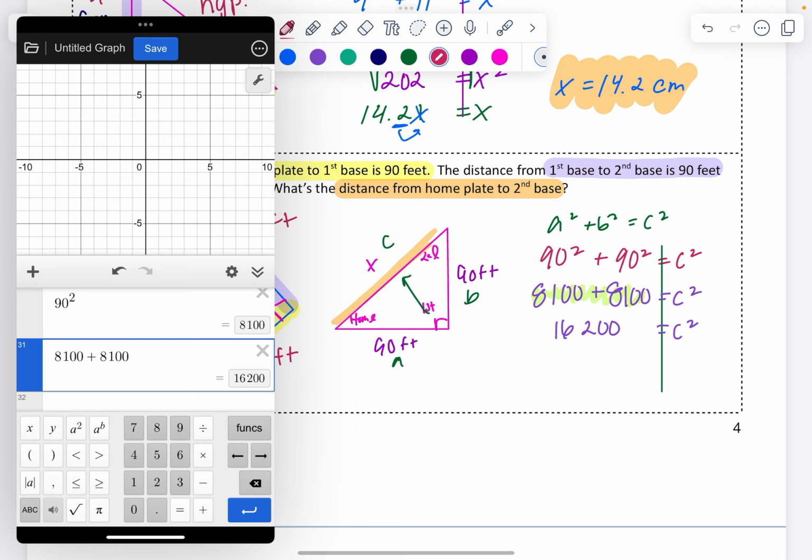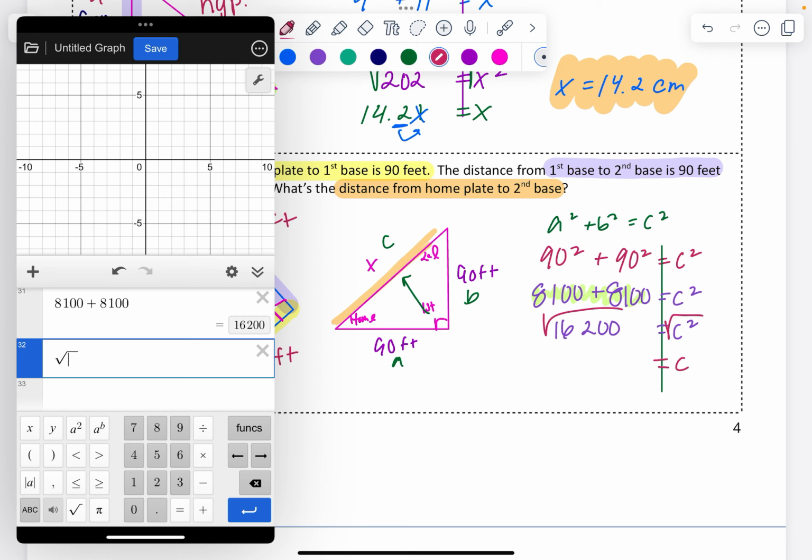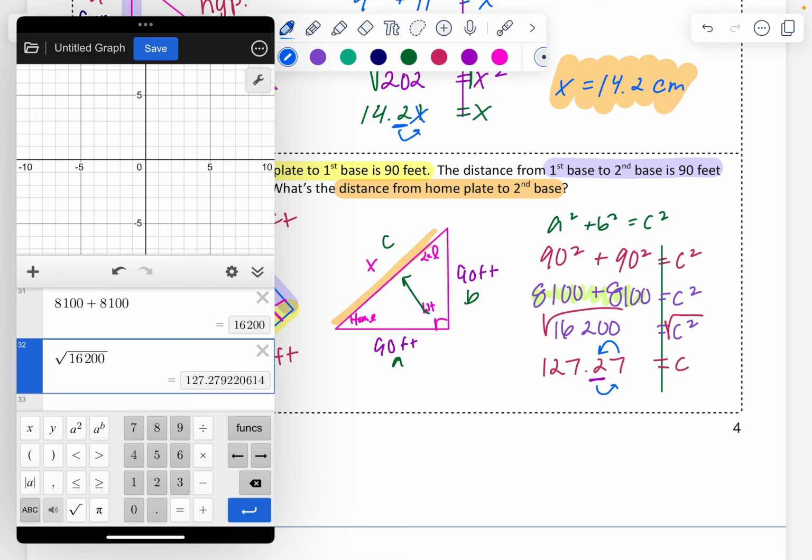Again, same process. I need to get 1C, so I'm going to take the square root of both sides. The square root of 16,200 gives me a decimal. It's 127.27. Same exact thing. I'm looking to see if I have to round up or keep it the same. So I'm going to look at the 2. That's what I'm trying to see if I'm rounding. I'm going to look at the next number over. 7 is more than 5, so yep, I will be rounding up the 2. I should get C is equal to 127.3 feet. And that's your answer.